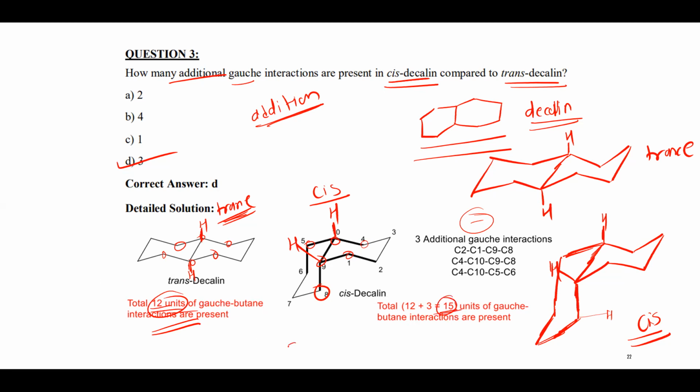So the answer is 3, 15 minus 12. So instead of drawing each and every structure, always keep in mind how many gauche interactions are present in trans-decalin and cis-decalin. These numbers you can remember, so you can solve any question. So this is like a memory based question, so you have to remember how many interactions are present in the trans and how many in the cis. So we will get the answer. So option D is the correct option.